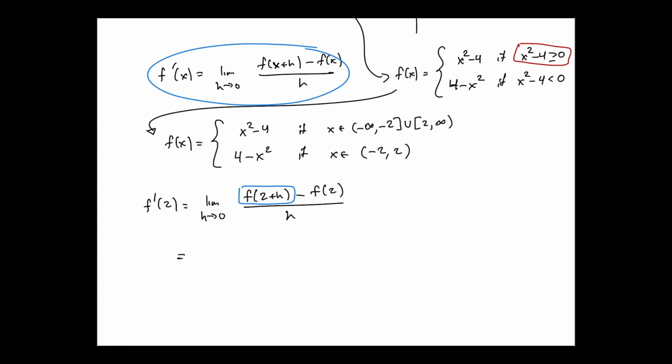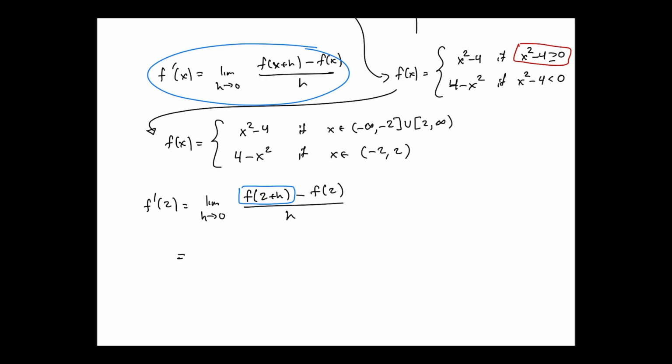Could h be negative? Both possibilities are okay, right? So if h is positive, then 2 plus h is bigger than 2, right? Which means which line of the function is in charge? This one, because the input value is bigger than 2. But if h is negative, then 2 plus h is a little bit smaller than 2. So who's in charge then? This part of the function.